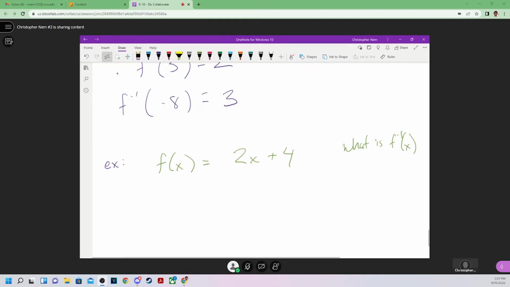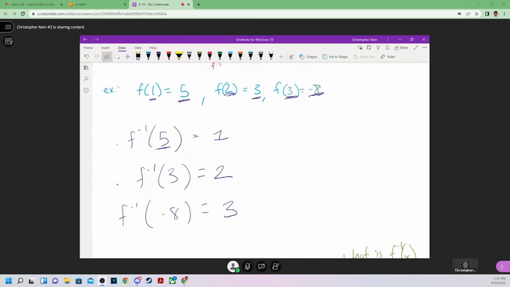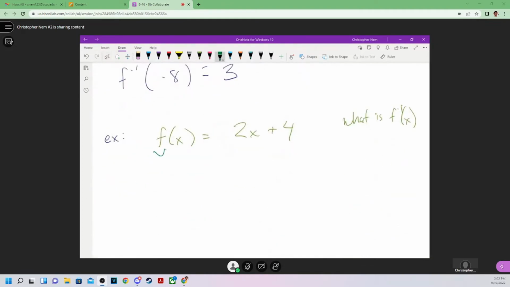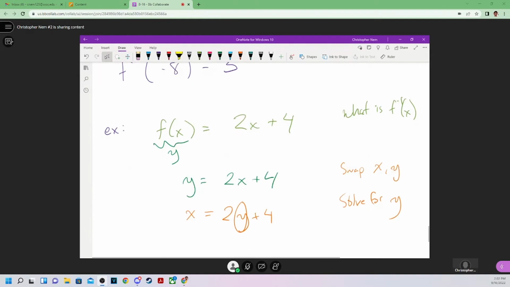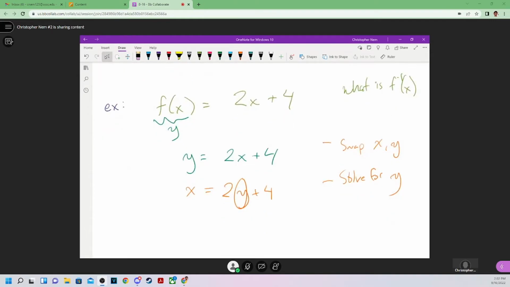Well, what you're going to be doing here is swapping the x and the y's, because that's what our inverse function does. Remember, this f of x is also a y value. We can call this the output or y. So let's just replace that. Now I can swap the x and the y values. Let's put x over here and y over here. Now this is my inverse function, but I didn't solve it out, so now I need to solve for y. This is how you find your inverse function: you swap the x and the y, and then you solve for y.